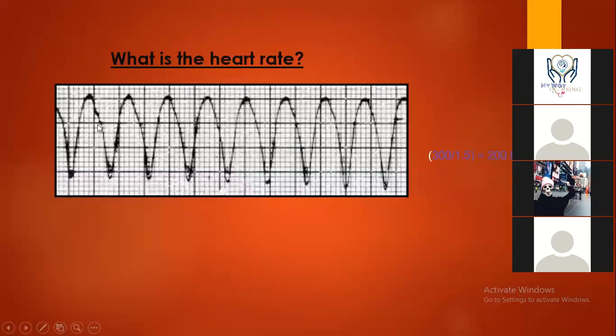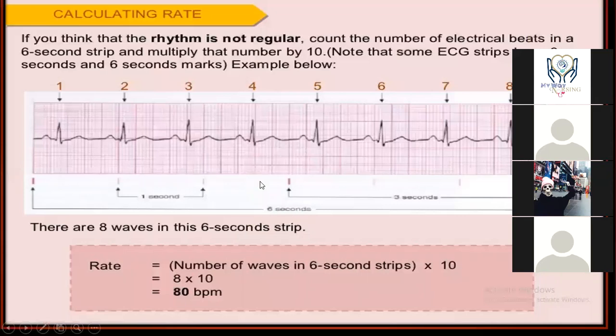What is the heart rate here? It's one big square. It's a regular rhythm, but it's tachycardic. We can see here it's one and here one, so it's taking one and a half, okay? QRS, this is R, and this is R. So it's taking one and a half. So you divide 300 by one and a half. What will it be? 200 beats per minute. This is the heart rate.